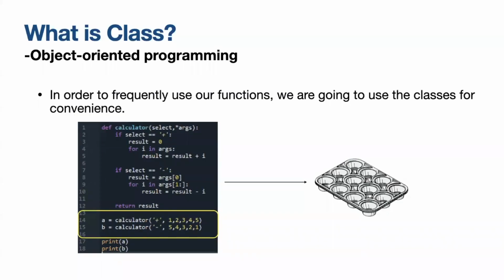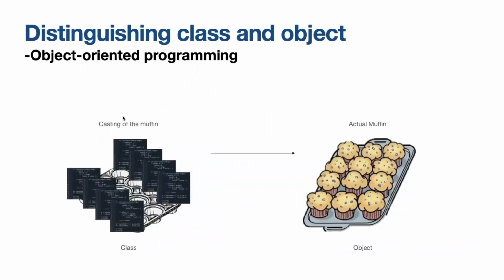So what is a class? Basically, a class is like the blueprint of a building. There may be lots of functions, but they may have similar structures. So in order to use our functions frequently, we are going to use classes for convenience. It is like the casting mold of a muffin, so we call that a class. And by instantiating, we can make an actual muffin. We call this instantiating: making the class available in memory, with each distinguishable object. So that's how we distinguish between class and object.